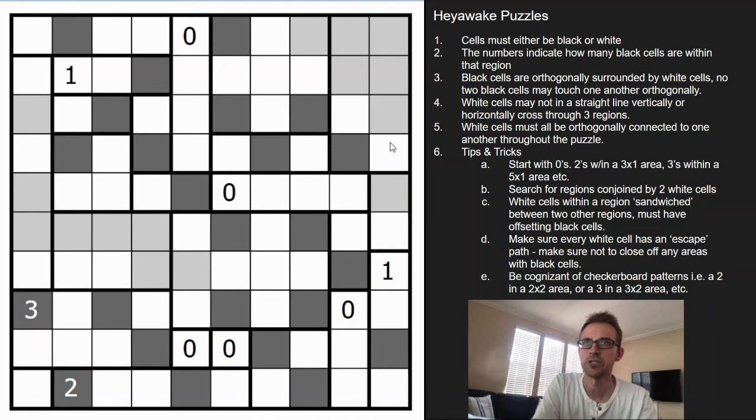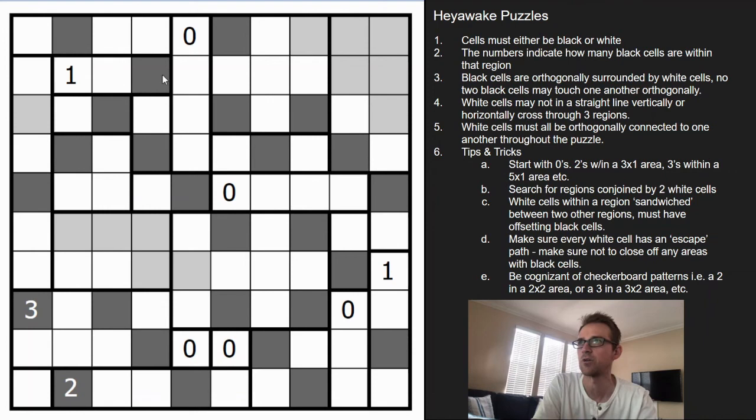These three regions would connect unless this is a black cell, so we have to do that. And now, where to now? Oh, here we go. So these are two regions. This would be a third, so we have to disconnect that. And now this has created something interesting.